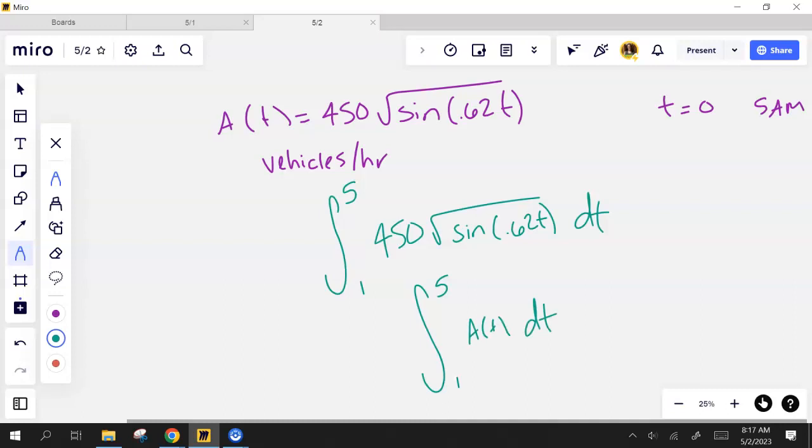It says a response with a copy error in the expression for A of t will earn the point only if it's also accompanied by this. So if you write the equation wrong, but you have this, you'd still get the point. But if you just write the equation wrong, you don't get the point. So let's say I accidentally write 0.62 and forget the t, you don't get the point.